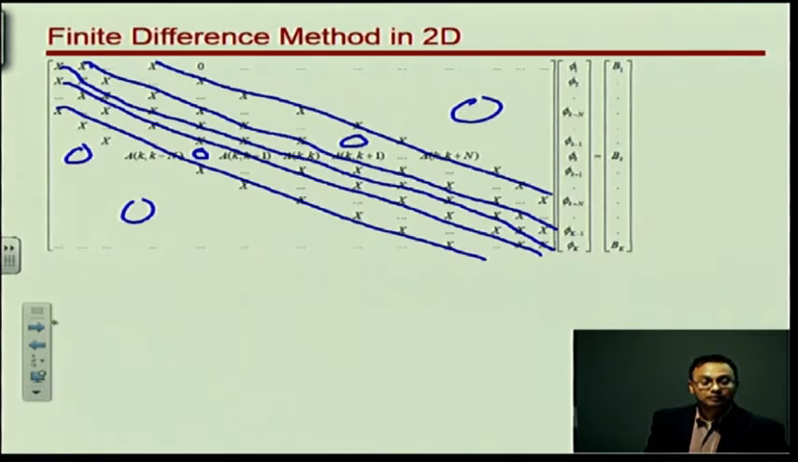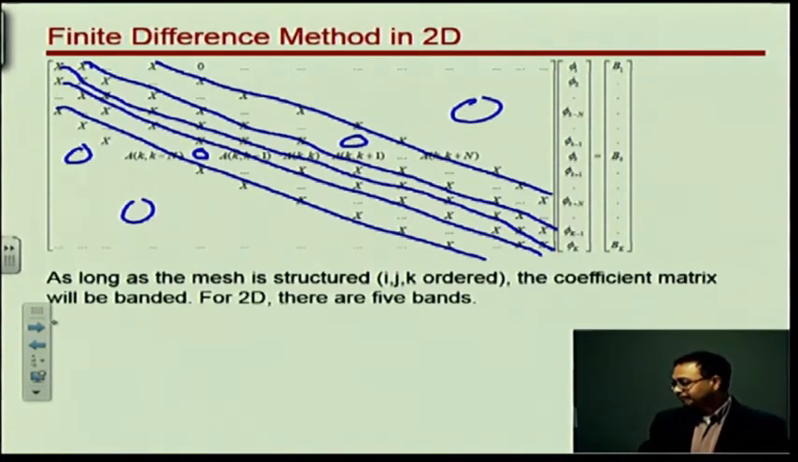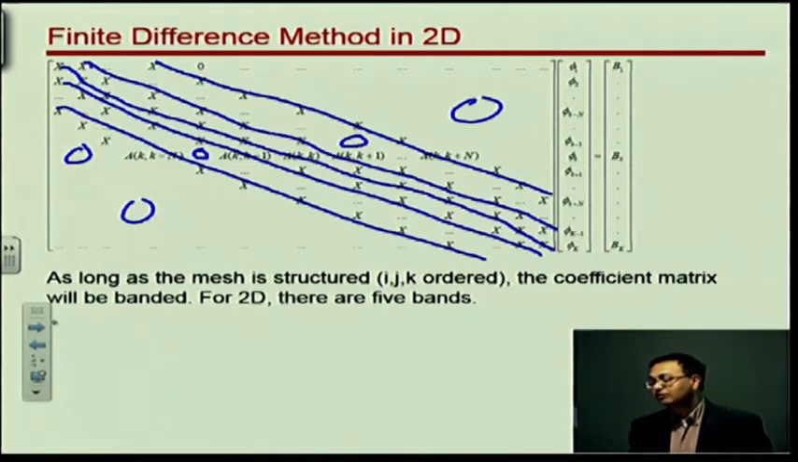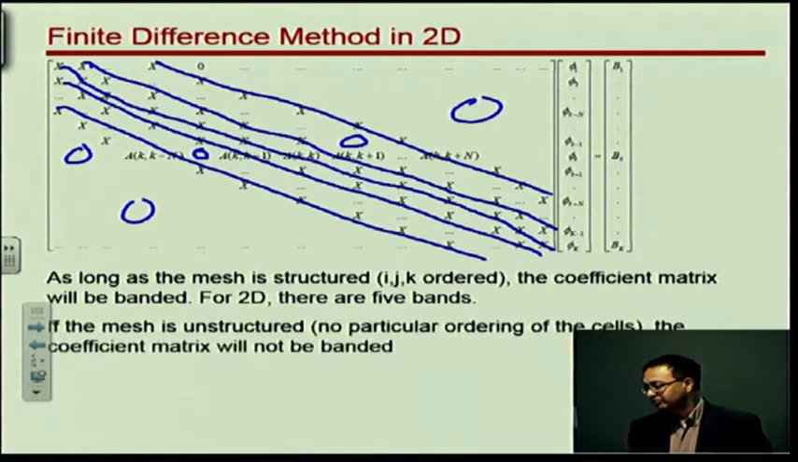Okay, everybody understand the matrix structure here? So as long as we have an IJK ordered mesh, a structured mesh like we had, we are always going to get these banded matrices. Okay, for 2D we are going to get 5 bands, for 3D we are going to get 7 bands. There will be 2 others showing up. Okay, for 1D we had just 3 bands, but these are banded matrices.